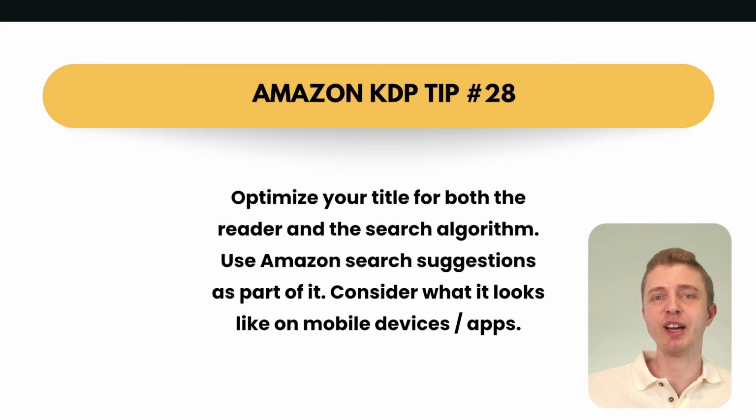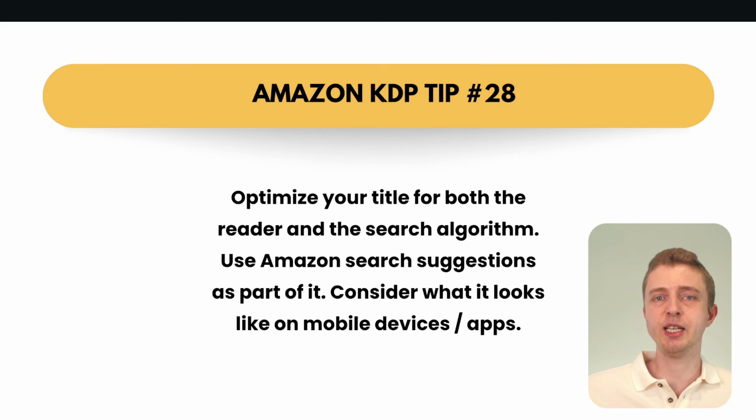KDP tip number 28 is to optimize your book title for both the reader and the search algorithm. There's a fine balance between having keywords in it, but also making it attractive for the reader. Obviously the reader has to like your book title to be interested enough to click on your listing and then to buy the book. But the title also plays a big role for the search algorithm to understand what your book is about, especially for low and medium content books. So we do recommend having your main keywords in your title or subtitle if it makes sense, because that can help you with your organic rankings potentially.